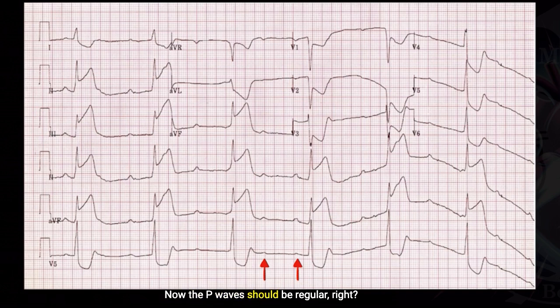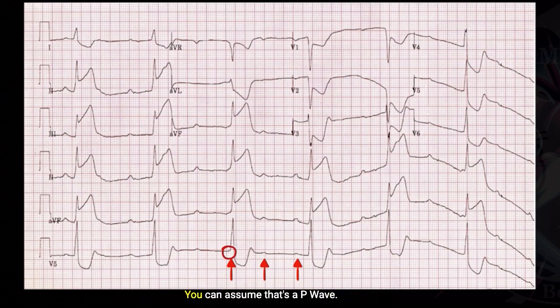Now, the P waves should be regular, right? If they're originating from the SA node like we identified, they should be regular. A lot of the formatting system that I have will tell me exactly the distance that everything is away. So if we march this out, there's another P wave, and we can see it buried a little bit in there, right before the QRS complex.